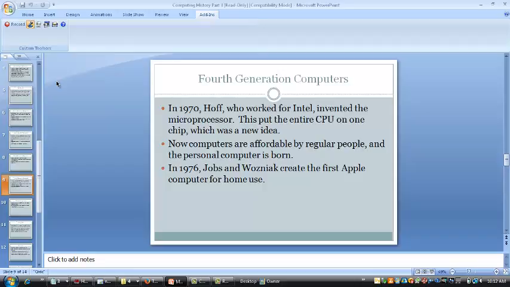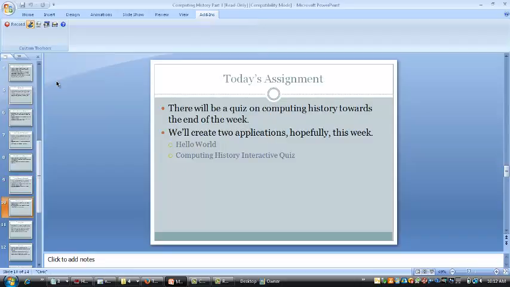Then in 76, another milestone is Steve Jobs and Wozniak are going to create the first Apple computer for home use. So that's kind of the whirlwind tour. We've gone from the dawn of time up until about Apple, and of course you've seen that evolve into personal computers, laptops, and I didn't even talk about smartphones and tablets, which are a whole additional generation of devices.